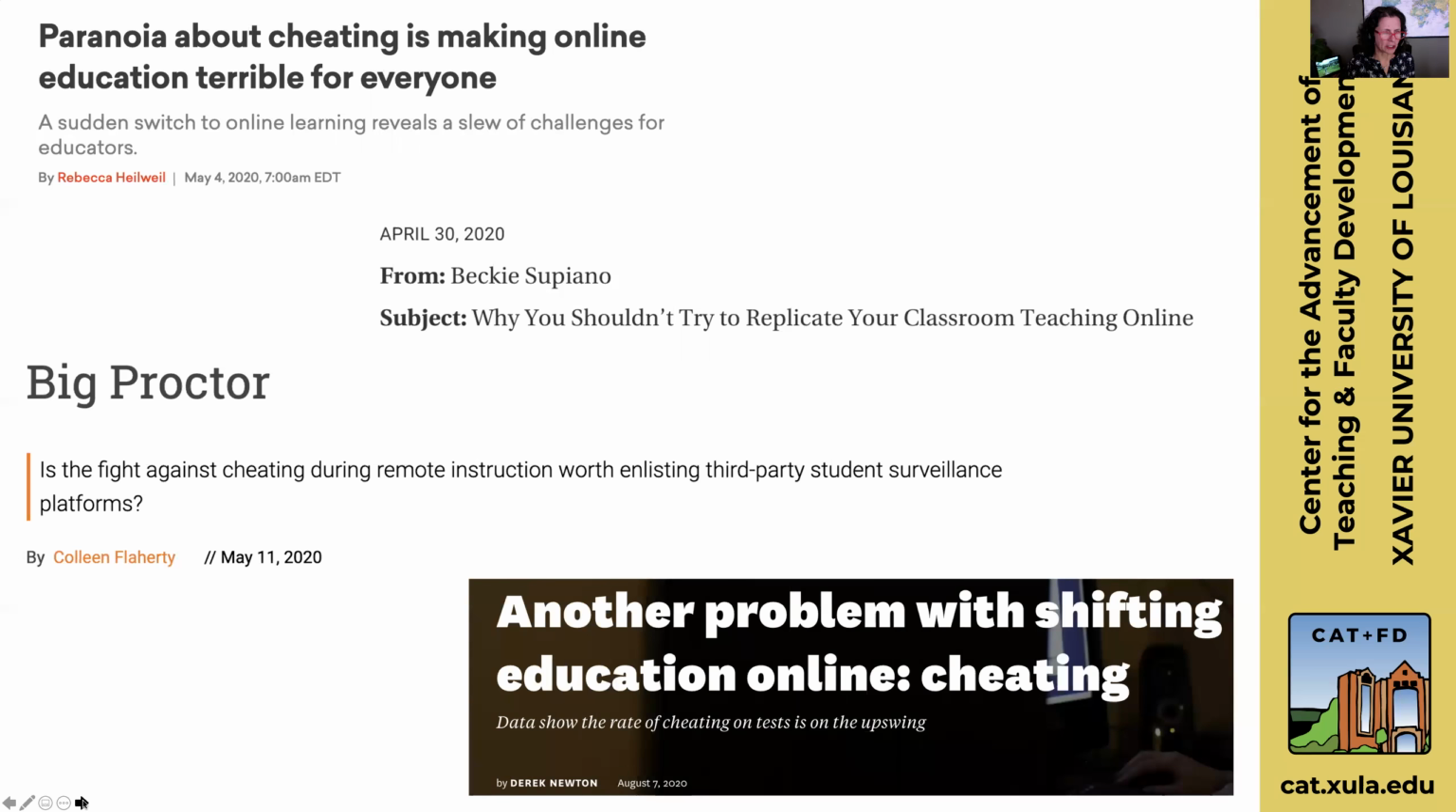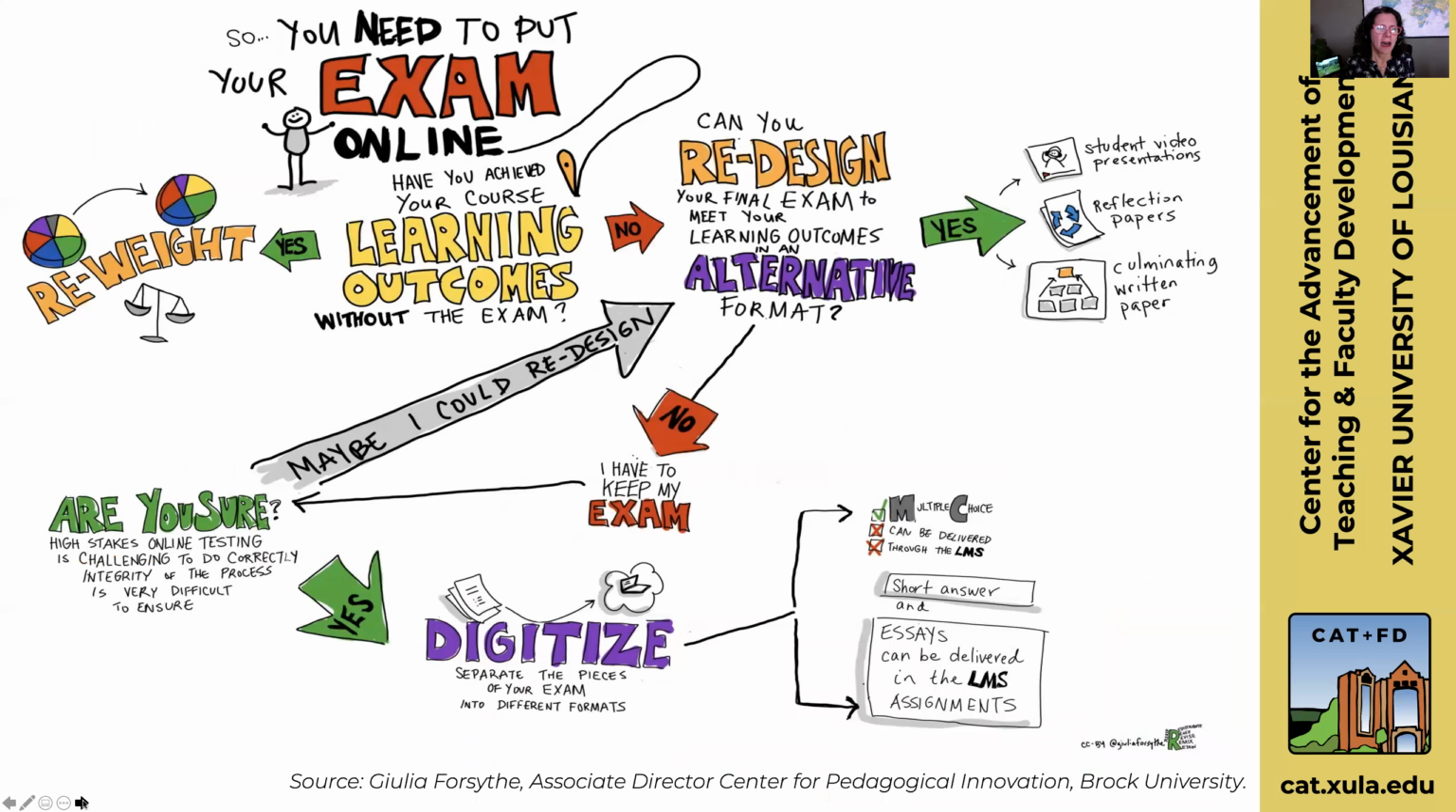I just want to real quick show you this diagram because I really like it. So if you have an exam that you feel is really important in your class, I encourage you to think about this. Could you achieve your learning objectives without this exam, a high stakes exam? And if yes, then do it. Achieve those objectives a different way and reweight your assignments and your grading. If you need that exam though, can you redesign it? And there's a bunch of ways you can redesign an exam, and I've got some resources for you for that at the end.